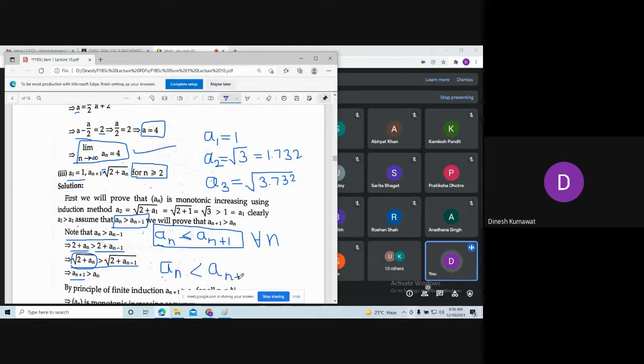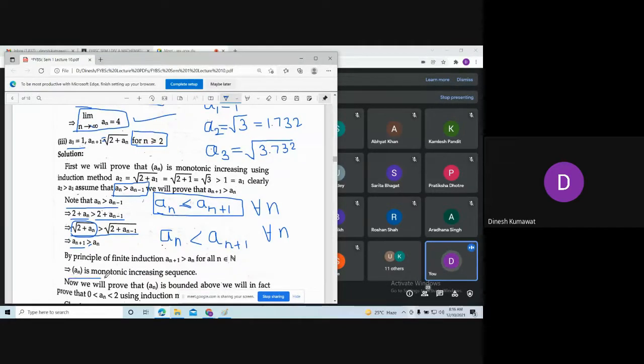And this is true for all n. So this gives me that a(n) is a strictly monotonically increasing sequence, but we don't want that strictness. If we have equality also over here, then also it is done. Okay? Yes, Sarita, mute yourself. Okay. So in this way, you show that this sequence a(n) is a monotonically increasing sequence. Is that clear? Yes, sir.